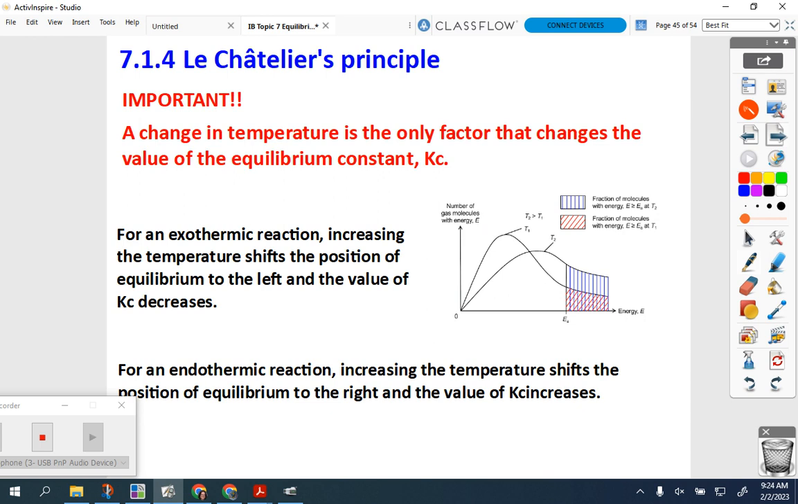Temperature change is the only thing that changes Kc. Okay, so everything else doesn't change Kc: changing concentration, changing pressure, a catalyst, none of those things change the equilibrium constant, but temperature does. So if we shift to the left, then we're going to decrease Kc. If we shift to the right, we're increasing Kc, which makes sense because you remember Kc is products over reactants. So if we're shifting towards the products, we're increasing Kc. If we're shifting towards the reactants, we're decreasing Kc.